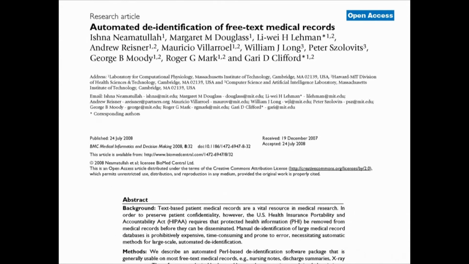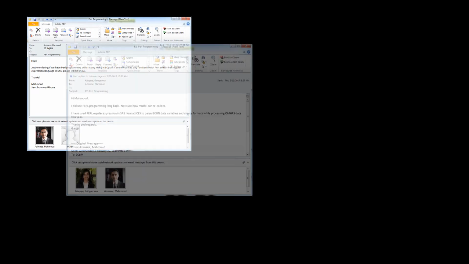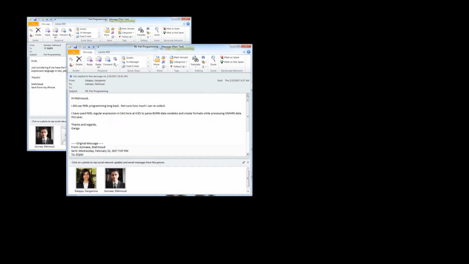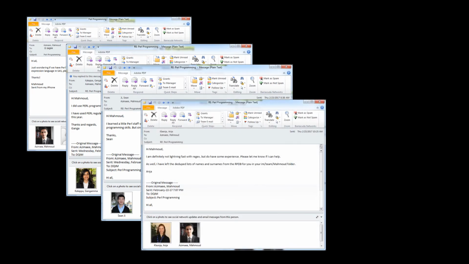It sounded very promising, but there was a problem. We didn't have a Perl programmer. So I emailed my team to see if we had anyone with some experience in Perl. The next morning, I received 3 replies. Hi Mahmoud, I did use Perl programming long back. Not sure how much I can recollect. Hi Mahmoud, I learned a little Perl stuff when I was in China long time ago. Hi Mahmoud, I'm definitely not lightning fast with regular expressions, but I do have some experience. Please let me know if I can help.